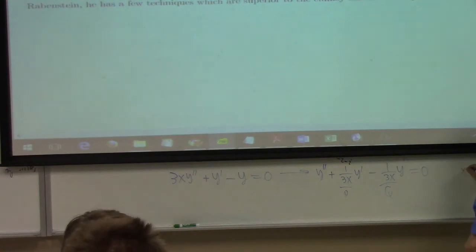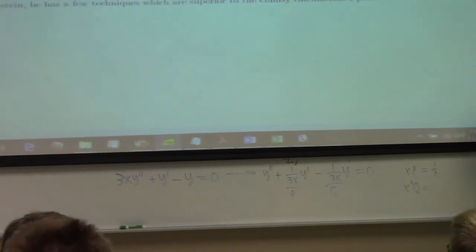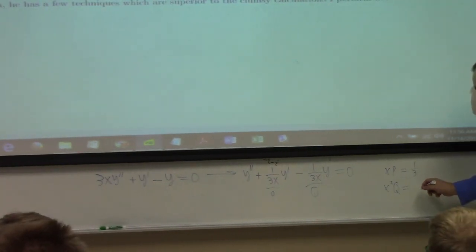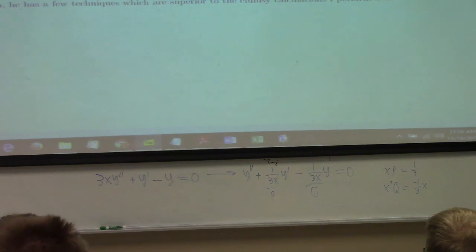What's x times p? What's x squared times q? Are those analytic? See, x times p here is just 1/3, right? And x squared times q is, looks like, minus 1/3 x. So yeah, these are analytic. They're kind of boring in that regard. What's p naught, what's q naught for this example?